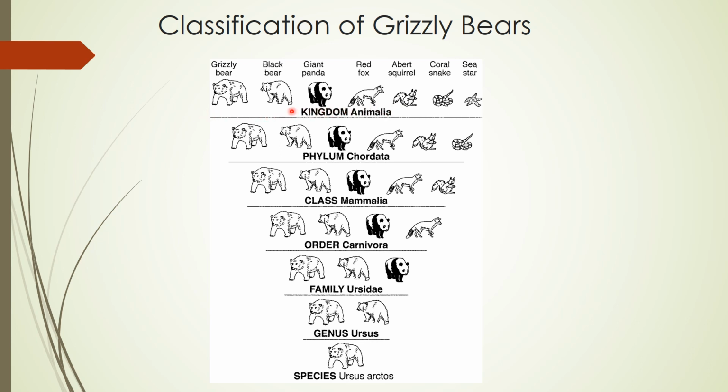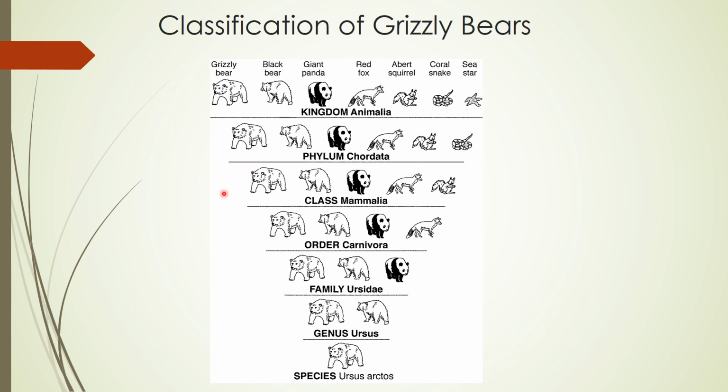Then we get more specific and we look at what phylum the grizzly bear belongs to. And it belongs to the chordate or chordata phylum. And these are animals that have a spinal cord that runs down their back. And we can see that that automatically eliminates the sea star because it does not have a spinal cord. But we are left with these organisms, and it's quite a large phylum.